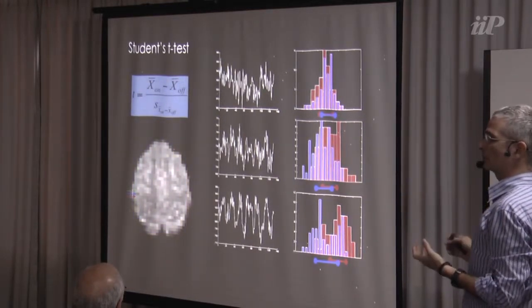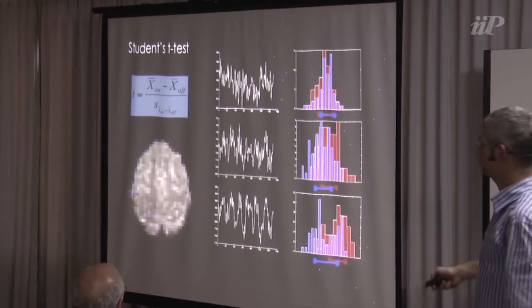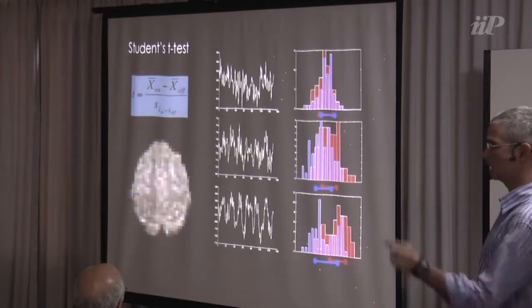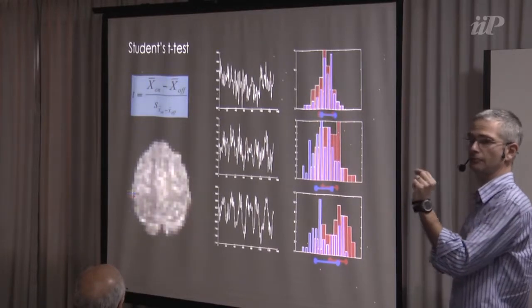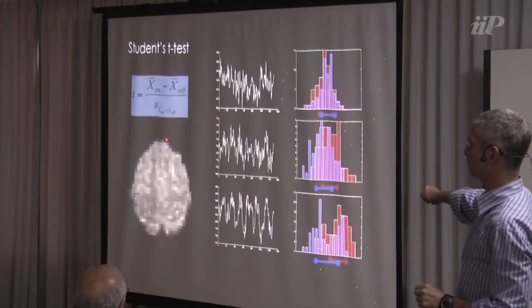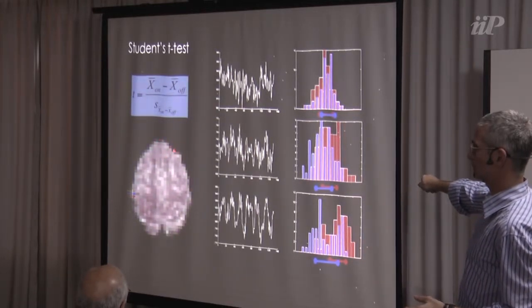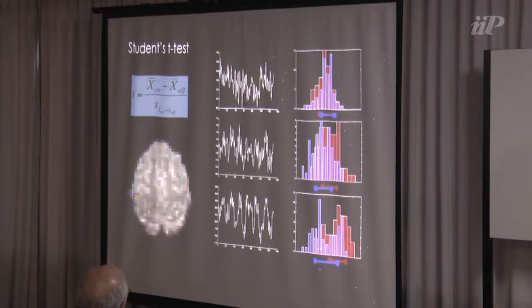But this is very sensitive to motion. If an individual moves the distance equivalent to a single pixel, let's say 1.5 millimeters, it means that for part of your exam you're looking at this area of the brain, and for the other part you're looking at another area. So it's very sensitive to motion. So this is not used anymore.